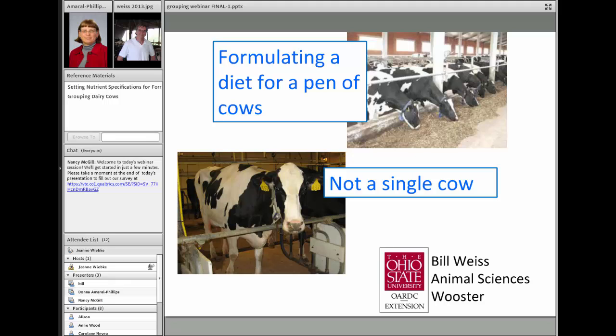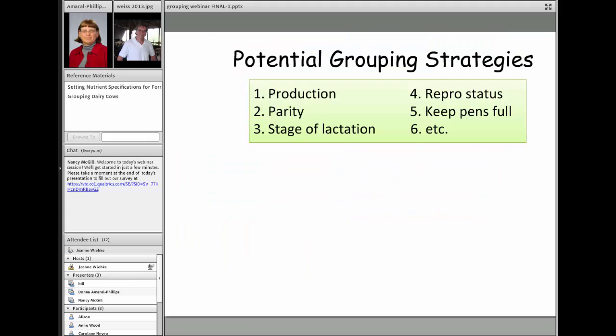Thank you, and hello from snowy and cold Wooster, Ohio. We're going to talk about formulating for pens. Even though most of us use ration software, we need to think more of how the structure of a pen affects the input numbers we put into these computer softwares.